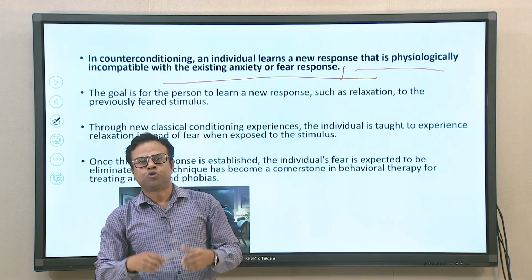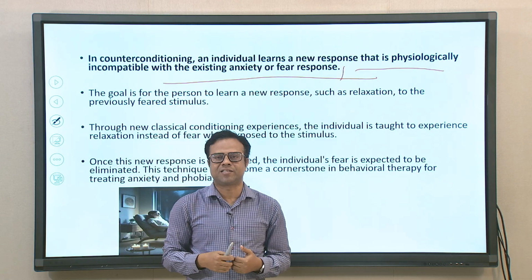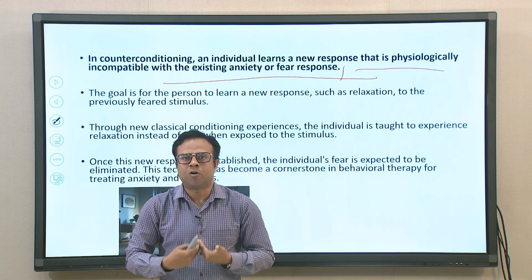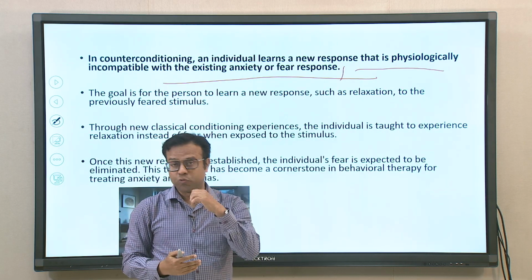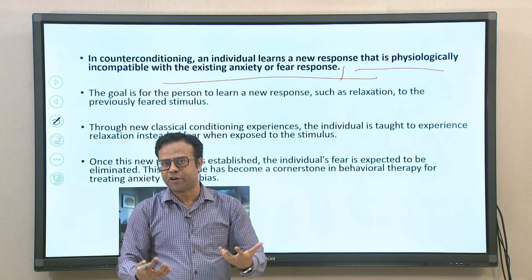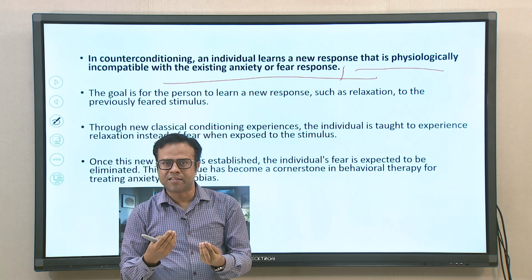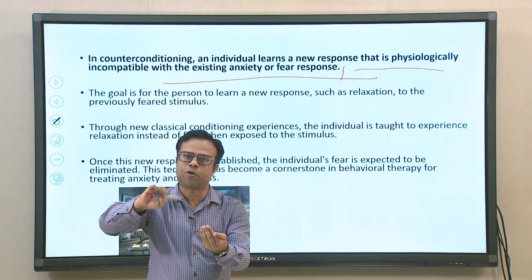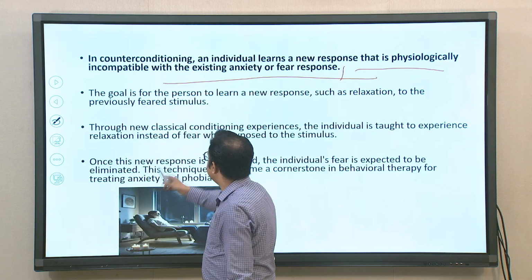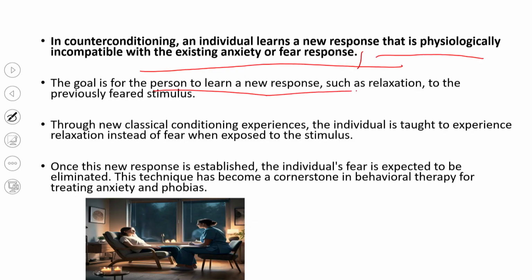Incompatible response means this. So, in systematic desensitization, this is what is done. They introduce something opposite to the emotional response, a physiologically opposite kind of response, and try to replace anxiety with it, because if that is placed, the other one automatically vanishes. So, the goal is for the person to learn a new response, such as relaxation, to the previously feared stimulus. Whenever you are afraid of something, you remove that fear with relaxation slowly. So, whenever there is a possibility of fear, you tend to experience relaxation, and if you experience relaxation, fear will automatically vanish.